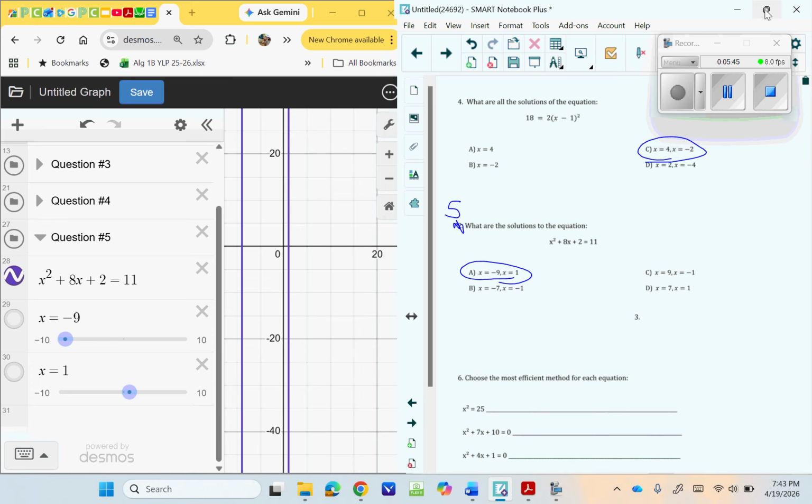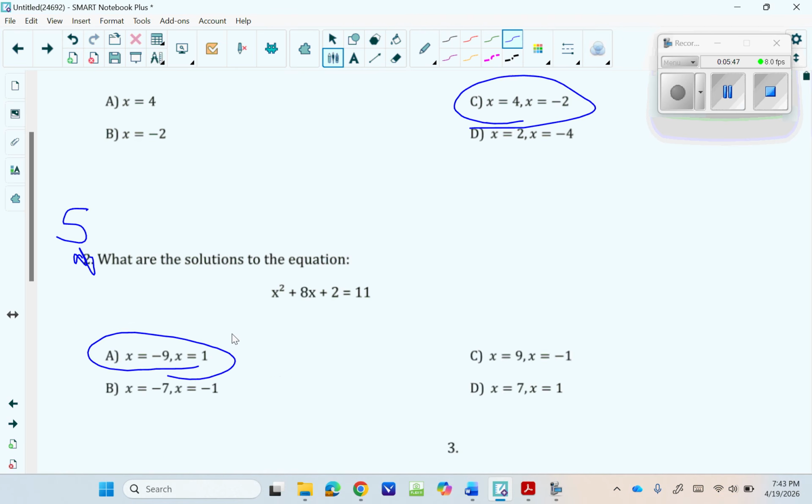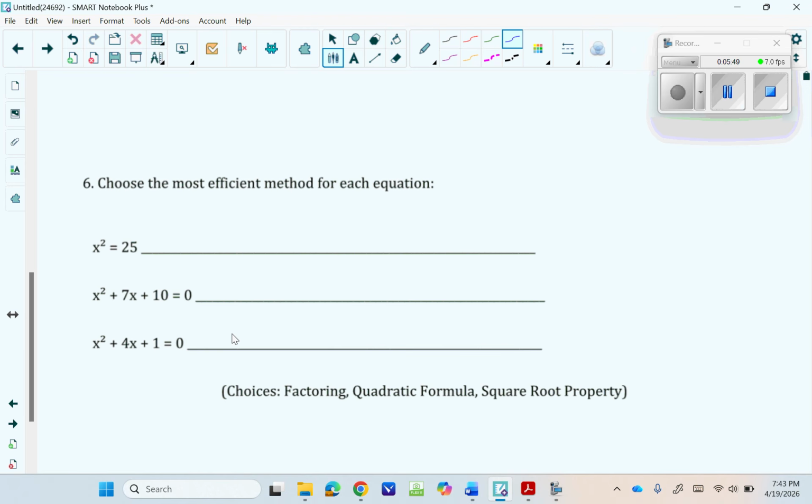Okay, for this last question, it's going to ask us what is the most efficient method for each equation? And so we're choosing between factoring, using the quadratic formula, or the square root property. The first thing that I notice about this one is I would solve this one using square roots. So I'm going to use the square root property here.